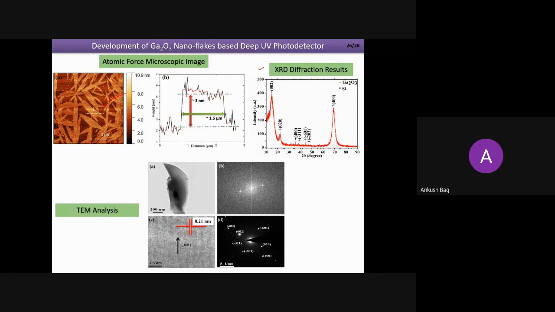Following that, here also we could achieve this very thin gallium oxide layer having 3 nanometers of thickness. Again, we have done some transmission electron microscopy to check whether we are getting good crystalline material or not. To get a high performance solid state device, the material should be very good crystalline. Otherwise, it will have a lot of reliability as well as performance related issues.